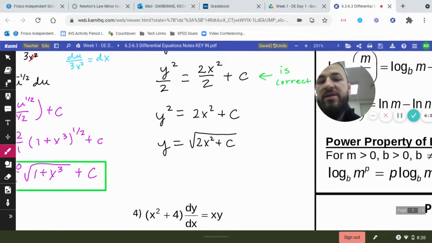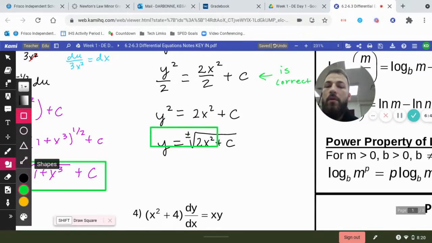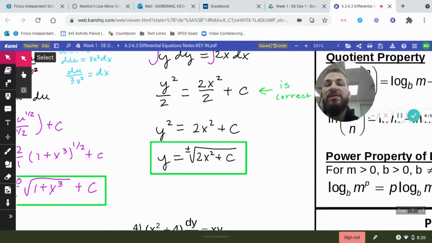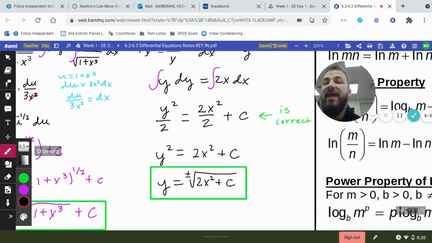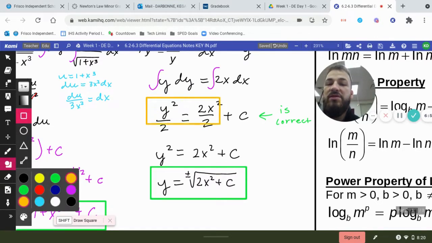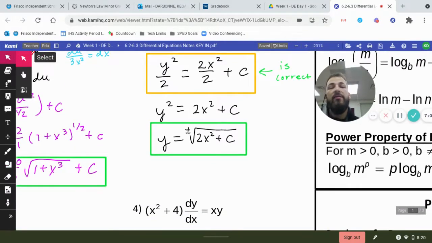And just as an extra tidbit, because we're not actually evaluating and we are leaving this in a function, we do write it as y is equal to the positive or negative square root of 2x squared plus c. And that would be our final answer if we were solving all the way out for y. So just kind of notice the slight differences between that and the other answer that we got. So this one is also correct, but if we wanted to solve it out all the way for y, then we get positive or negative square root of 2x squared plus c.